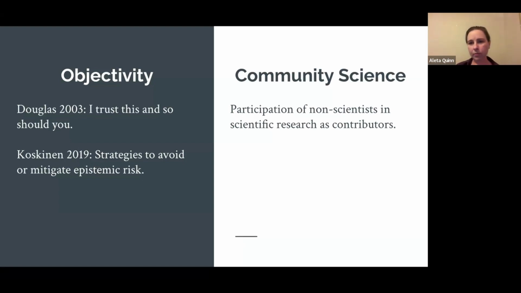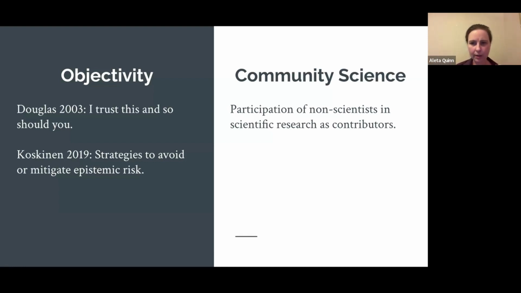Okay, roughly what I mean by community science is the participation of non-professional scientists in scientific research as researchers rather than researchees. So folks who are not professional scientists conducting some form of scientific activity, whether that's data collection, data analysis, contributing to methodology, something about the conduct of the research itself. And it can take many different forms.